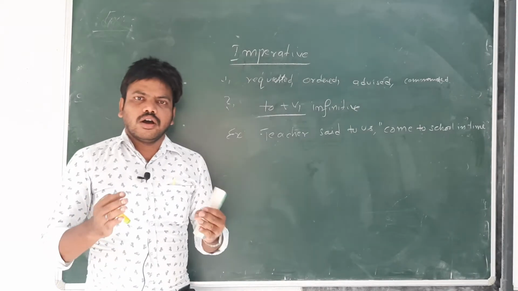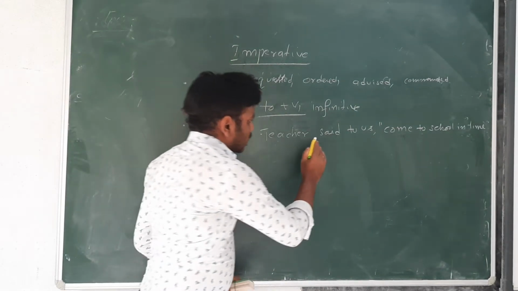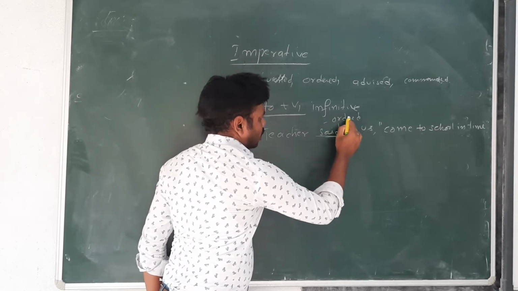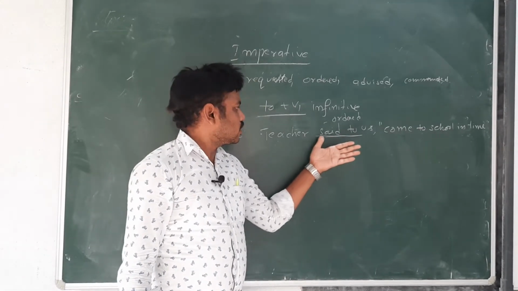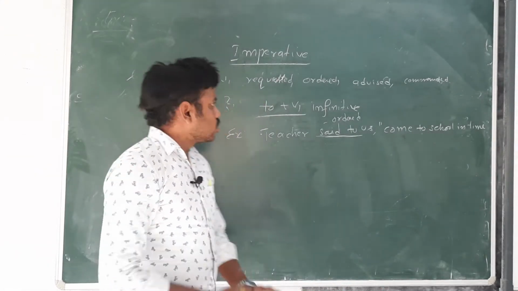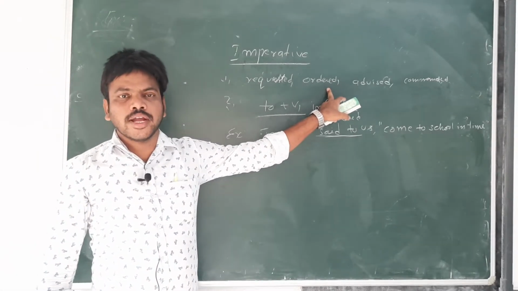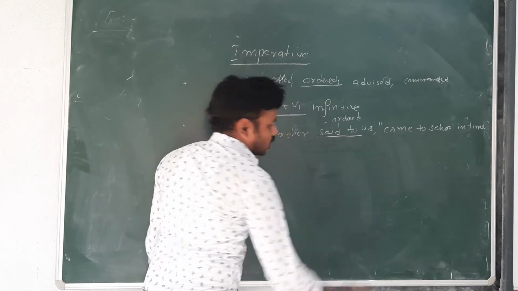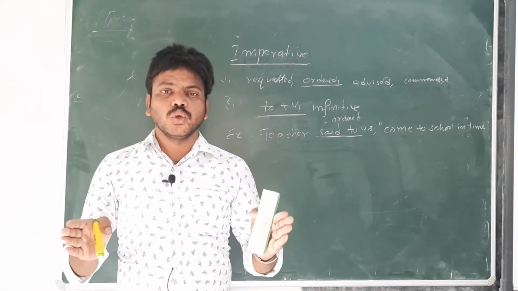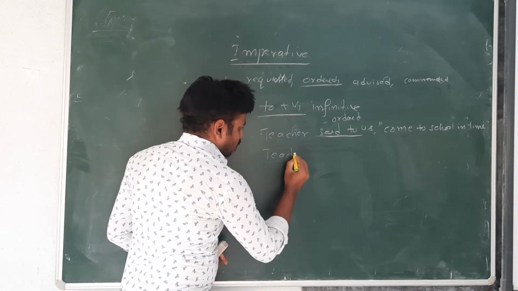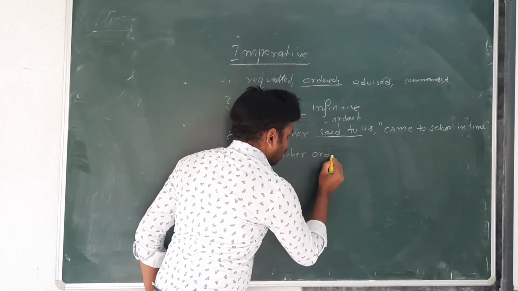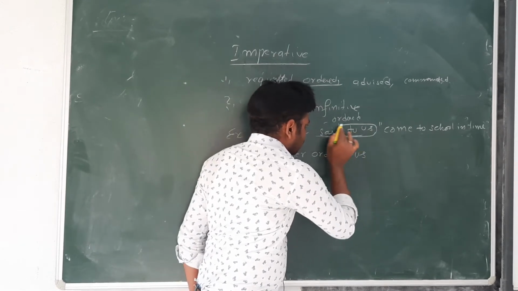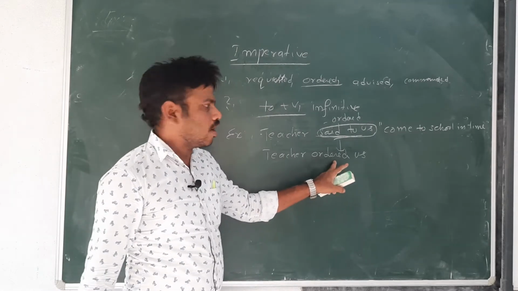When we change into indirect speech, said to changes into ordered, because the teacher is giving an order. Listen carefully. Teacher said to us, come to school in time. So in the first step, let us take ordered, because the sentence is an order. This is direct speech. Now let us change into indirect speech. Teacher ordered us. Said to becomes ordered.